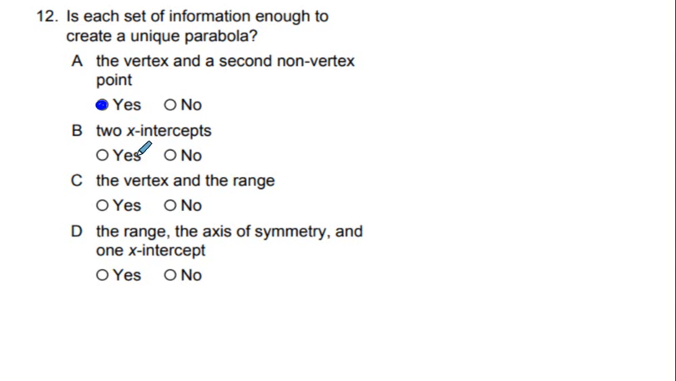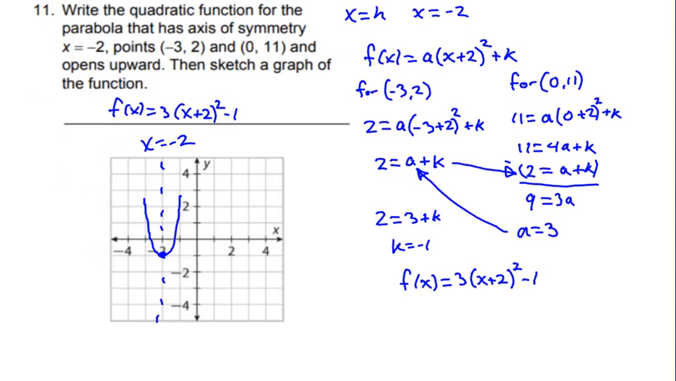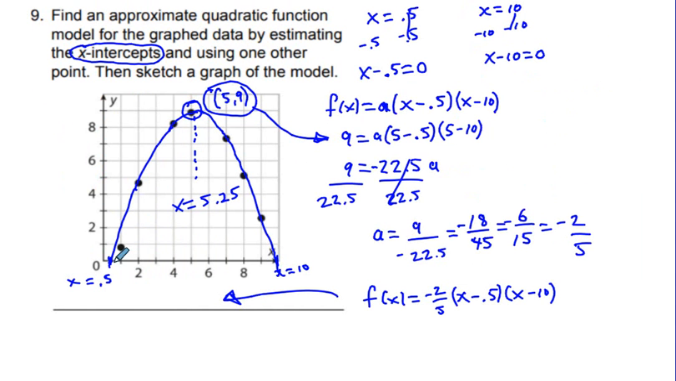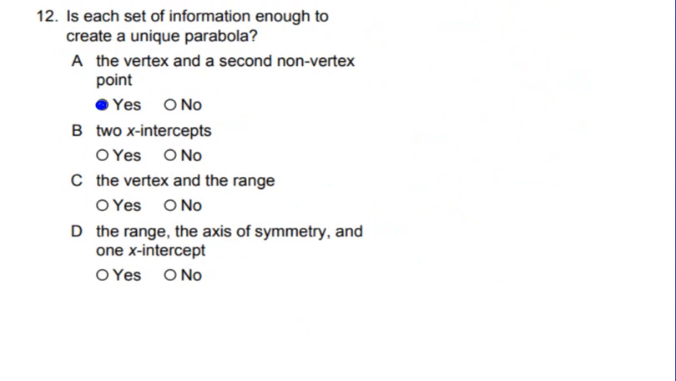Two x-intercepts. Well, remember in problem 9, we had 2 x-intercepts, but we needed to have this other point 5, 9. So that is not sufficient. The vertex and the range. Well, the vertex and the range will tell you if it's opening up or down, but doesn't tell anything else about the width or narrowness about A. So C is no.